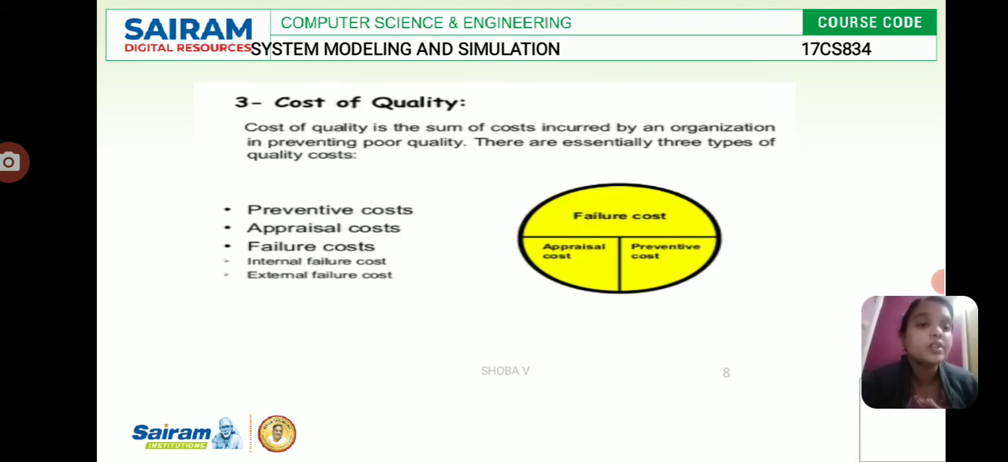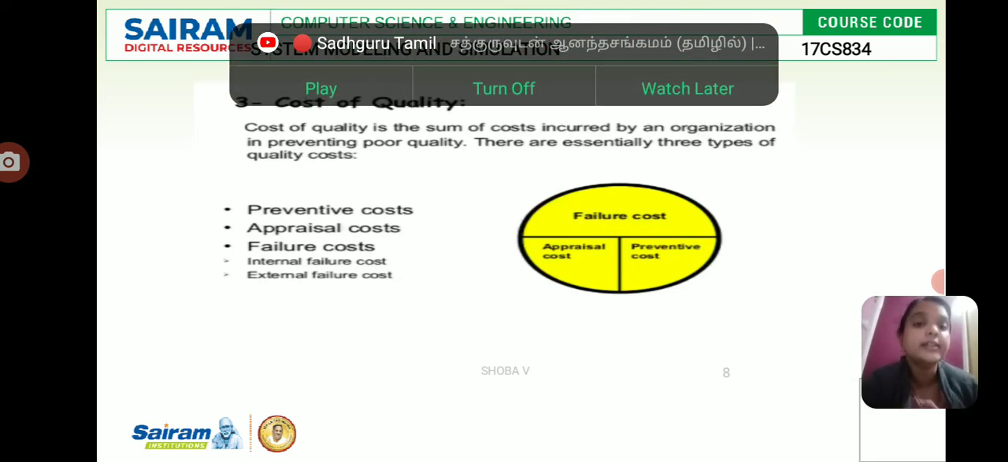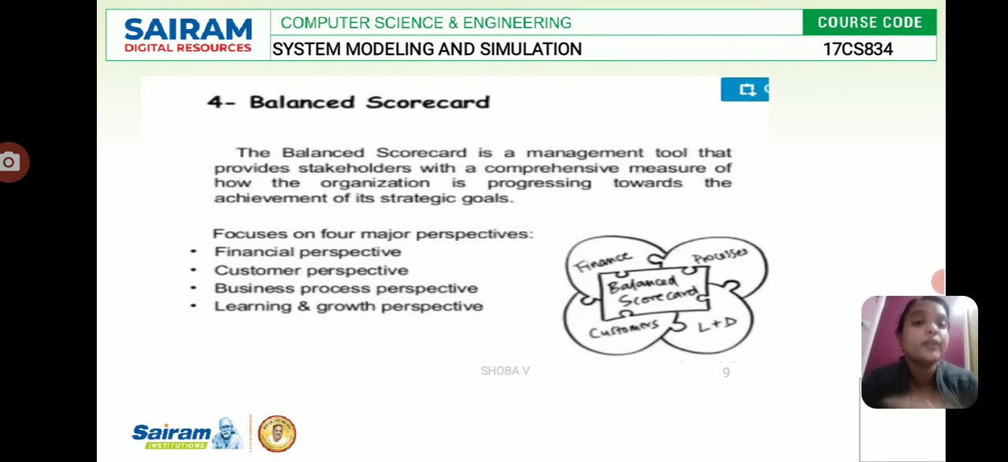When we see preventive cost, based on the quality and performance we can go for this. And appraisal, in the sense, to overcome poor quality we can get proper incurred quality. We can see internal and external under the category of failure cost.